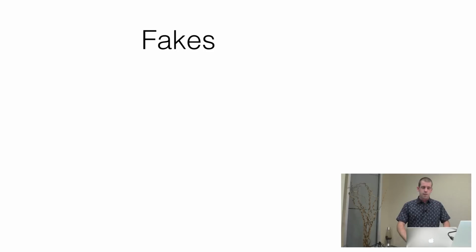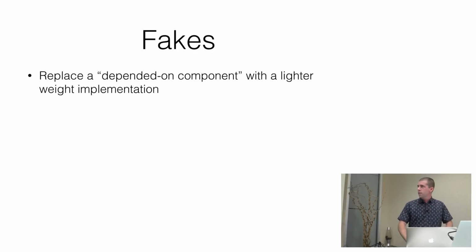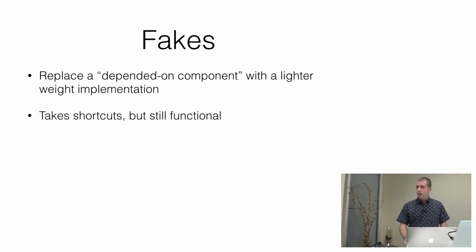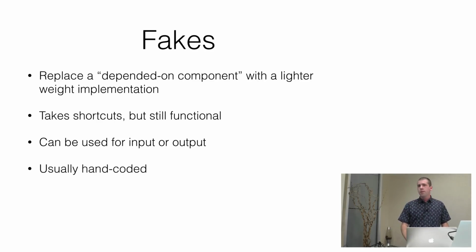Okay, dummies are done. Fakes. Fakes are a little bit more complicated than dummies. We basically replace a depended on component with something that's lighter weight. And by that, I mean it can take shortcuts, but it should still work, and it should be able to be used by the system under test. Fakes can be used for input or output. They're usually hand-coded, or by hand-coded, I mean you write it yourself and you don't use something like Mockito.